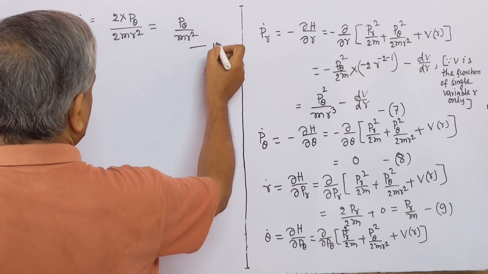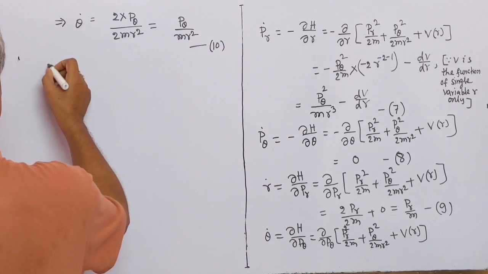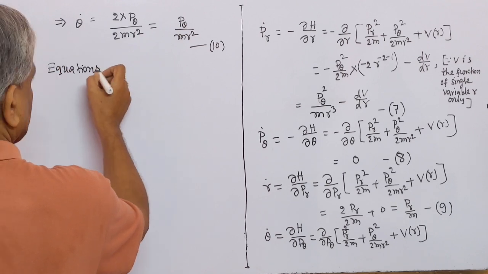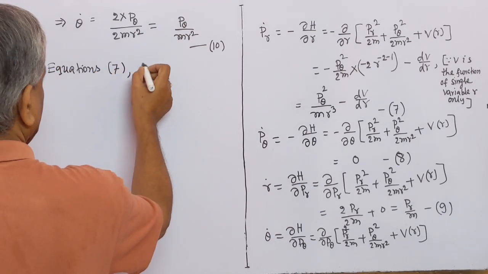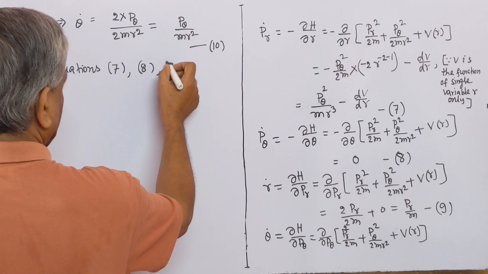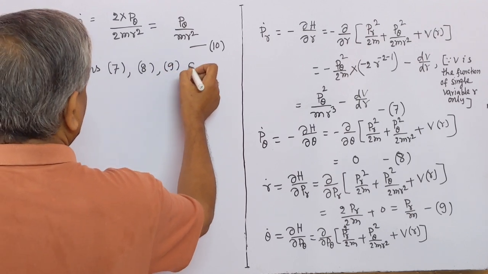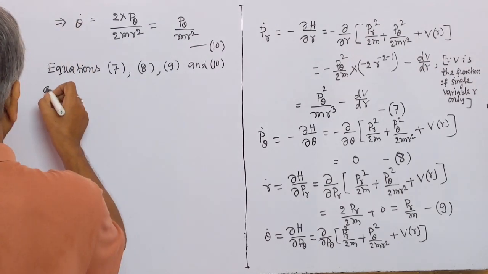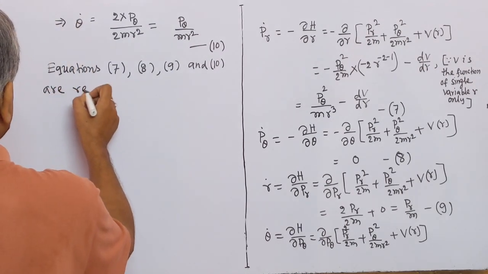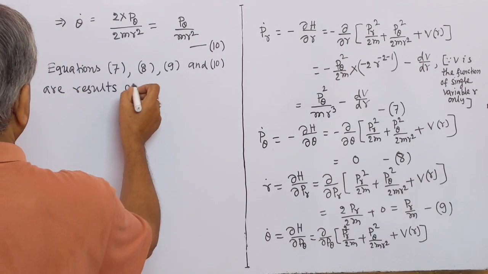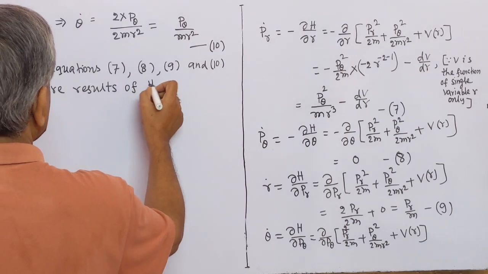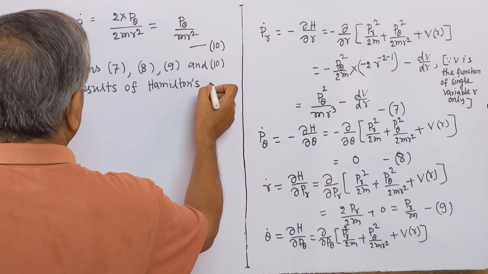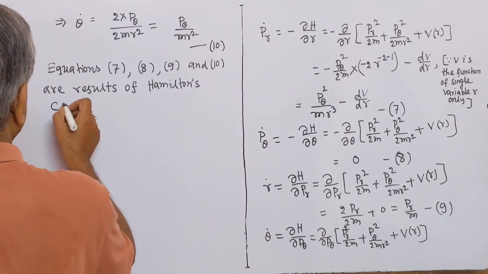This is number 10. Equations 7, 8, 9 and 10 are results of Hamilton's canonical equation.